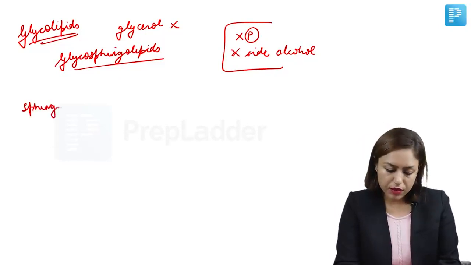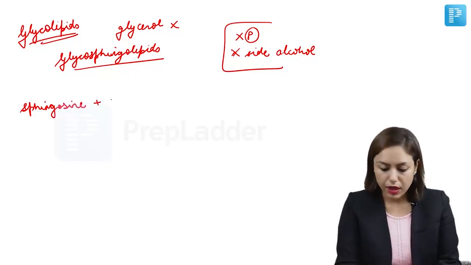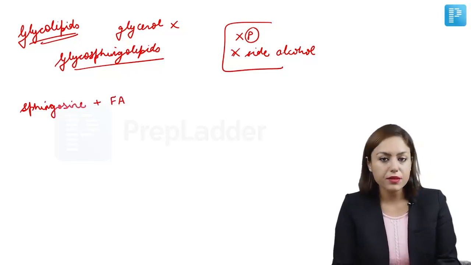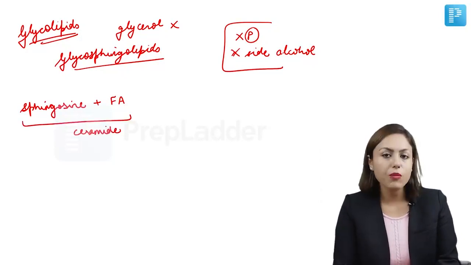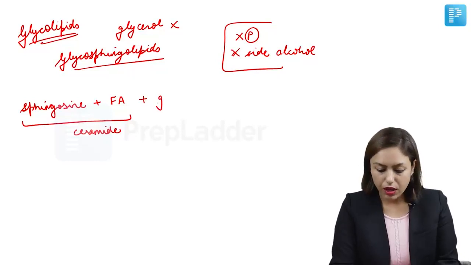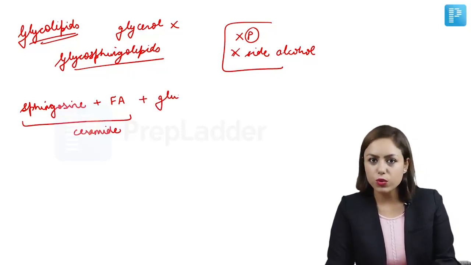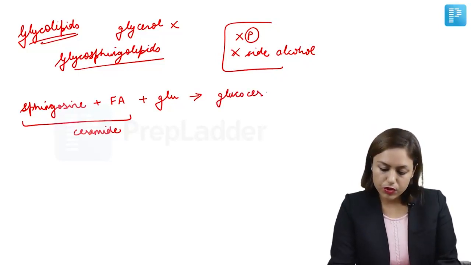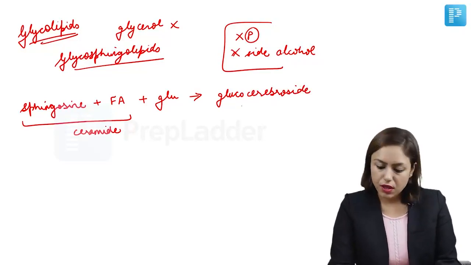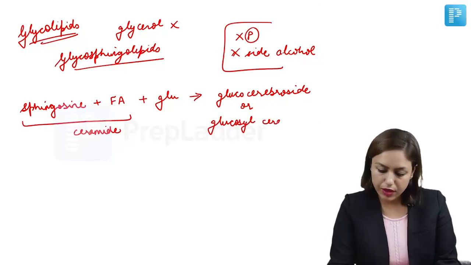First we have sphingosine alcohol. Then we have one fatty acid. This much structure is known as ceramide. Then we have a carbohydrate. Let's say glucose is there. So glucose is attached. So this is known as glucocerebroside. They are called cerebrosides, glucocerebrosides, or glucosyl ceramide.